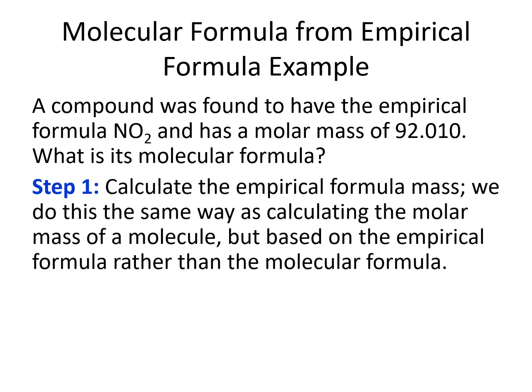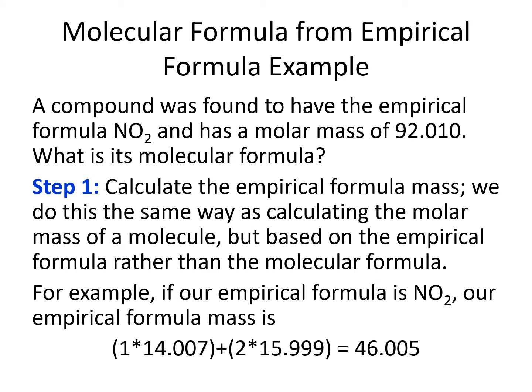So our first step is finding an empirical formula mass. We're going to do it as if the molecule were just NO2. So we have 1 times the mass of nitrogen plus 2 times the mass of oxygen from the periodic table and add them up. So the empirical formula mass would be 46.005. When we compare that to the actual molar mass of the compound, we see those two numbers are different. The molar mass is much larger. So our molecule must be larger than NO2.